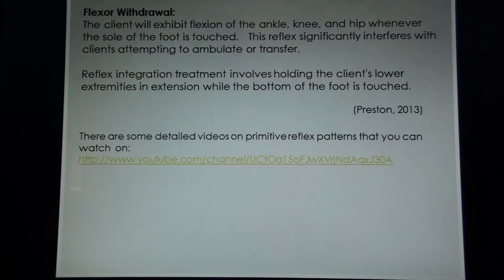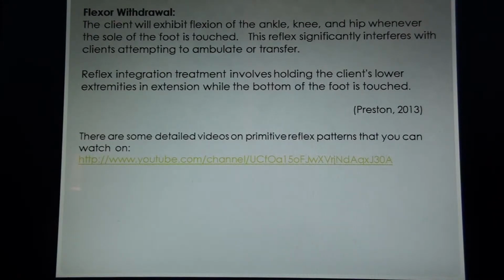As you can see, this could significantly interfere with clients attempting to ambulate or transfer because their foot will pull up off of the floor whenever the sole of their foot touches the hard floor. Reflex integration treatment involves holding the client's lower extremities in extension while the bottom of the foot is touched.